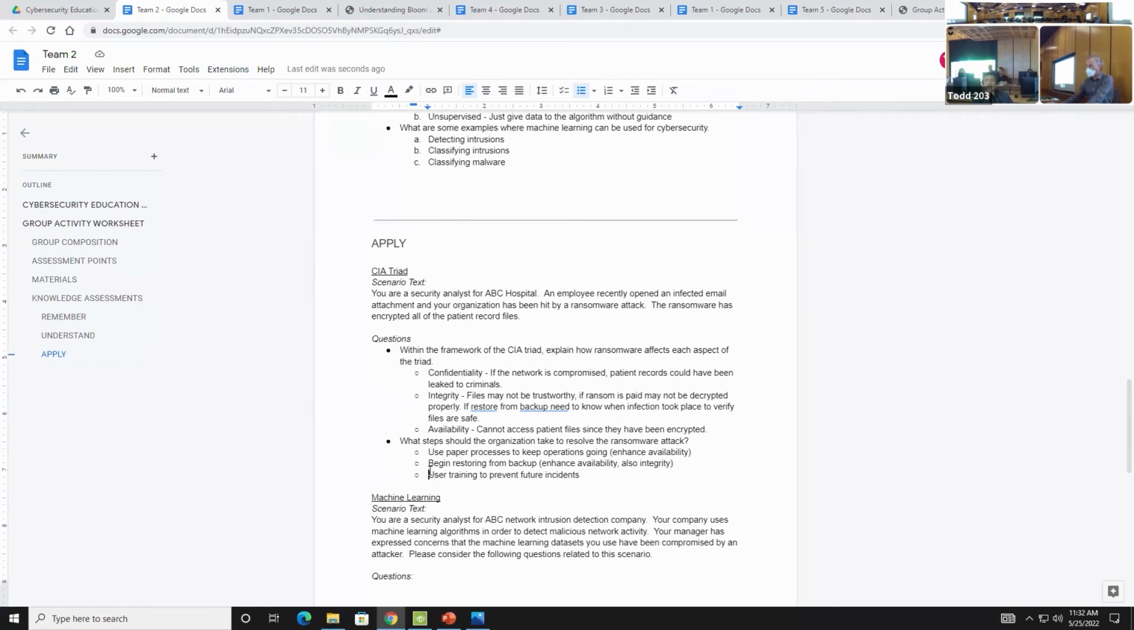Then you have user training to prevent future incidents. So, you haven't really talked about training. That could enhance availability again, just by mitigating future ransomware risk by not clicking on those links or something like that. Kind of reaching on that one a little bit. Yeah. I'm just trying to think if, based on this prior training, learners would understand what steps an organization should take. I don't know.